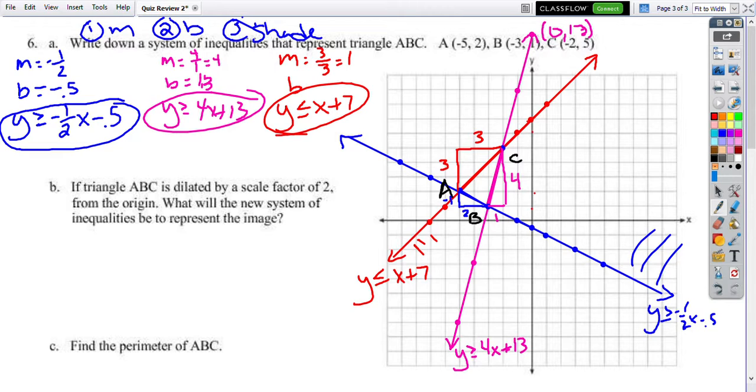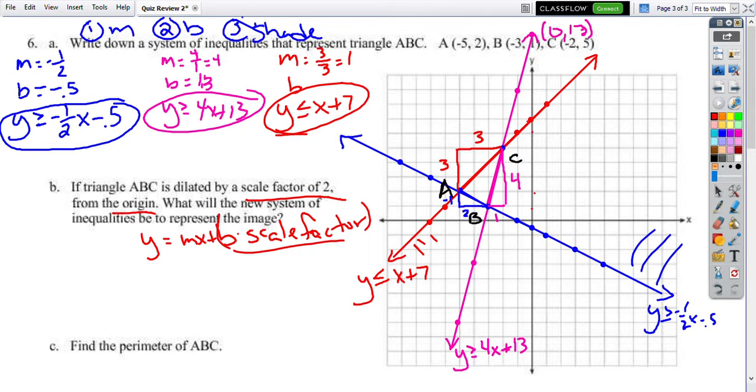Okay. All right, dilated scale factor of 2 by the origin. What will the new system of inequalities represent? So if we're going from the origin, scale factor of 2, the new y-intercept is going to be b times whatever the scale factor is. So it's really y equals the same mx, and then our new y-intercept is b times that scale factor. That's what we need to figure out.